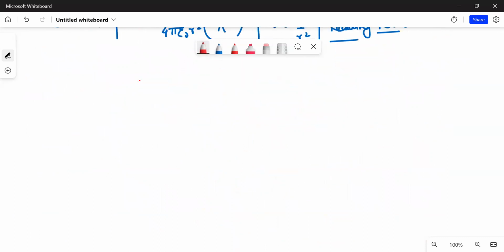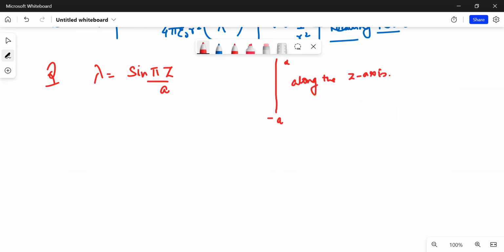One more example. Let us take another example where lambda is given by sine of pi z upon a, and the charge density is distributed from minus a to plus a along the z axis. Multiply this by a constant, let's say k. Now here also, from minus a to plus a, if I integrate lambda dz, I think I will get 0.